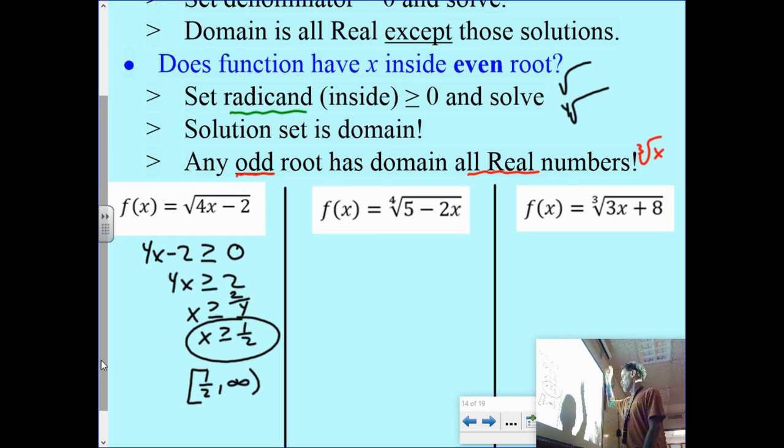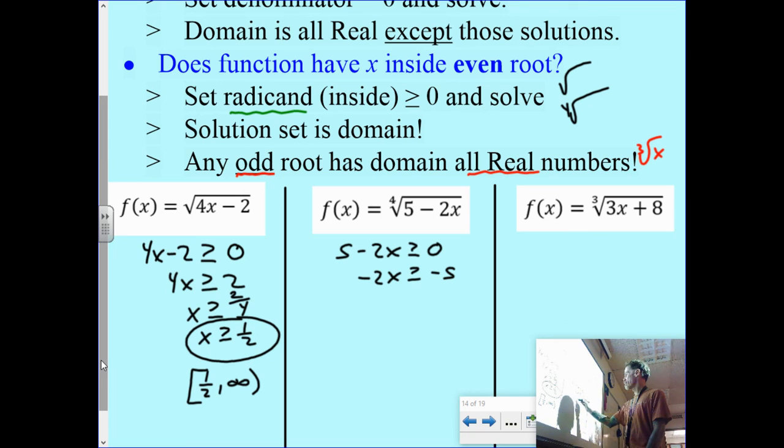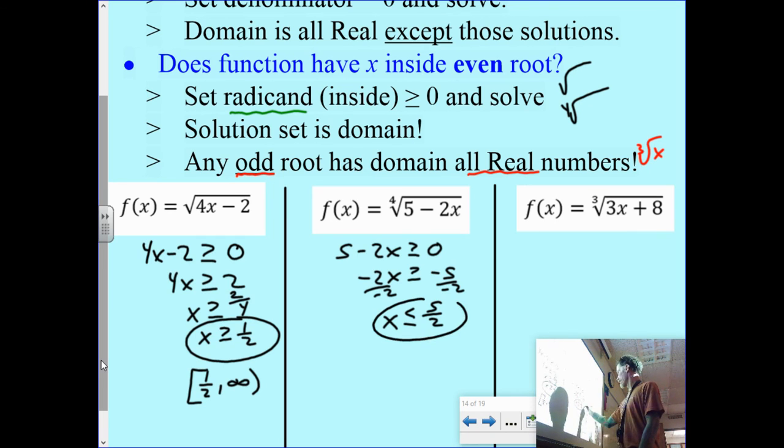Middle equation, again, even index, so we do the exact same thing. 5 minus 2x greater than or equal to 0. I think most everybody would subtract 5 from both sides and then divide by -2, but you have to remember your algebra 1. If we divide by a negative and we have an inequality, the inequality flips. So it'd be x is less than or equal to 5 over 2. Again, you can write it like this, and that is a 100% valid answer. If you want interval notation, remember less than is going to the left, so we go from negative infinity to 5 over 2, again with a bracket.